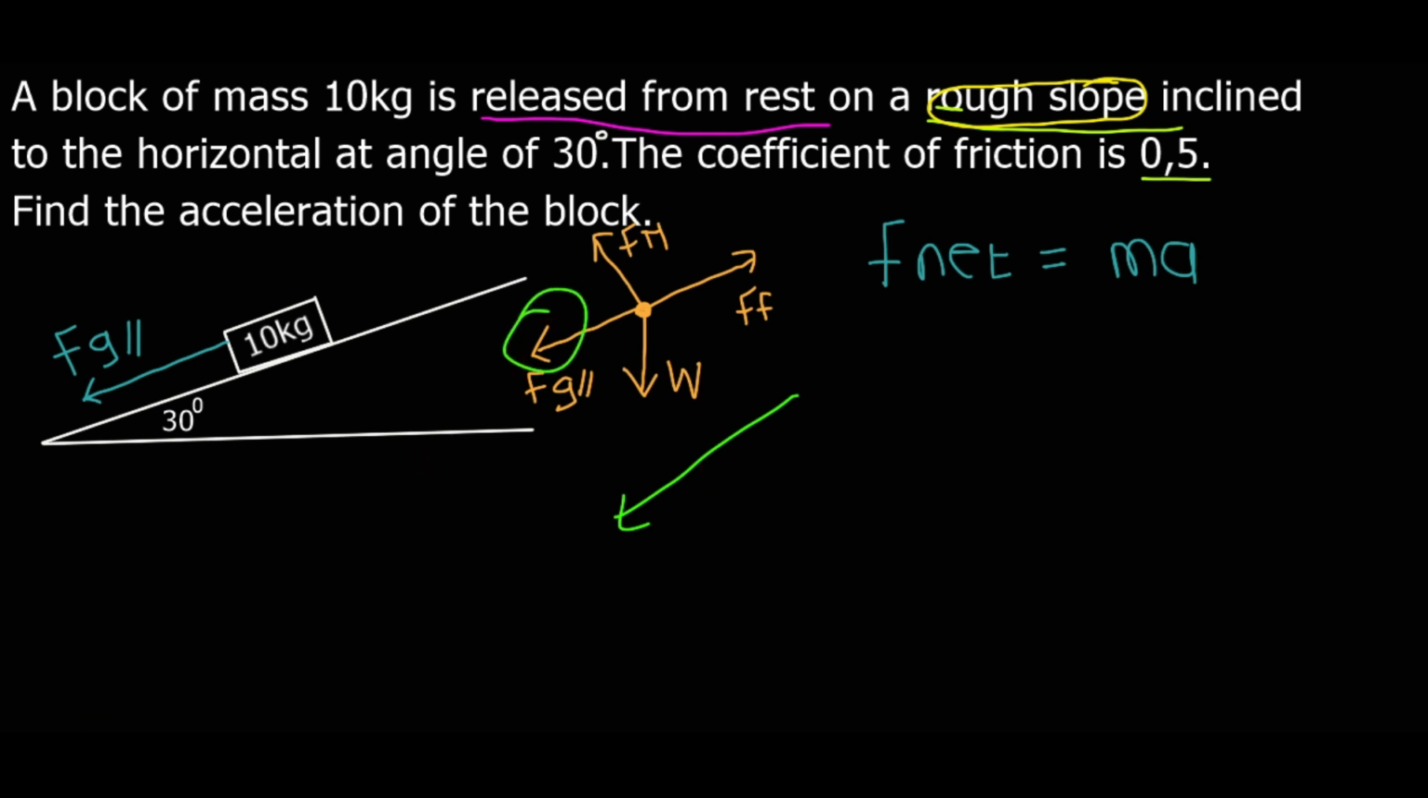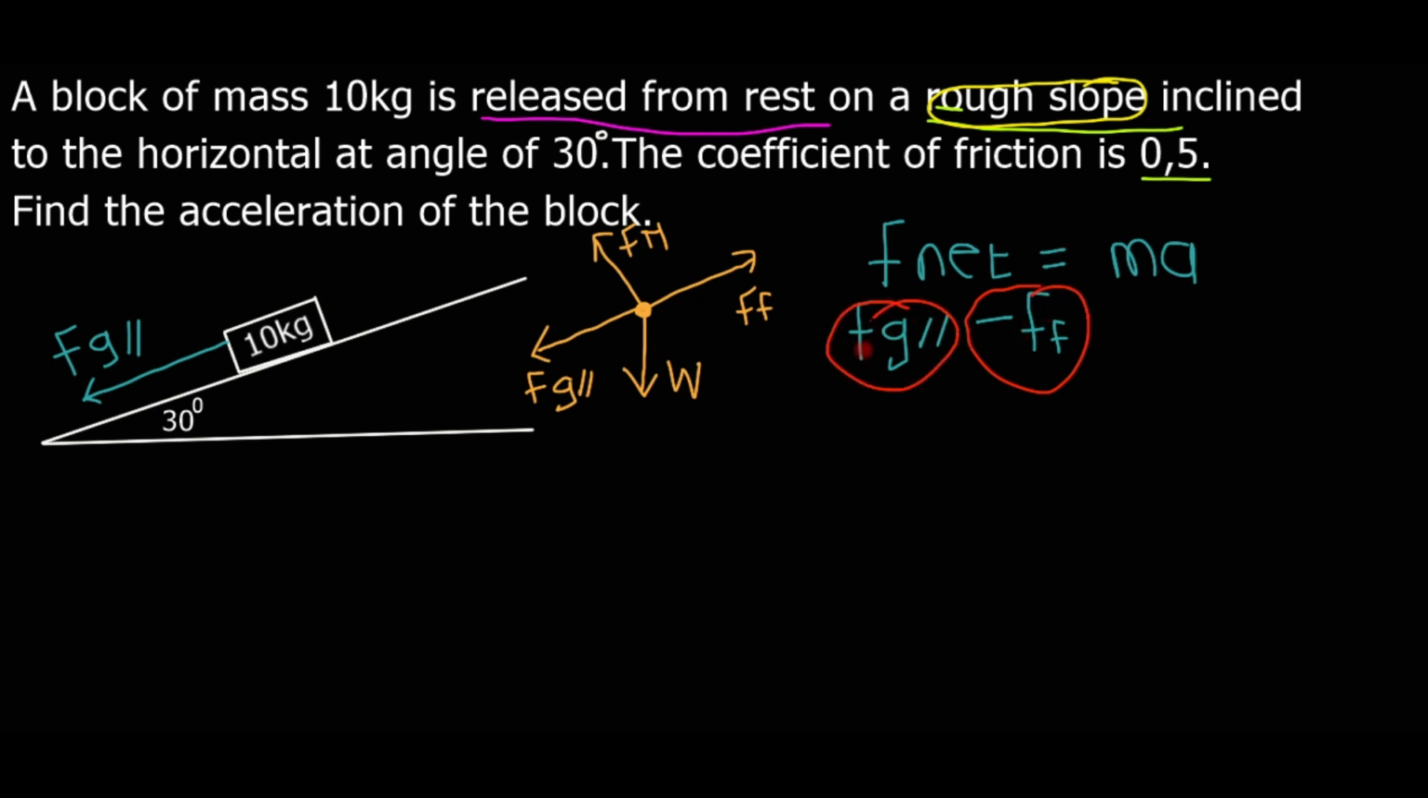FG parallel is downwards, in the direction of motion, so it is positive. But because friction here is in the opposite direction, it is negative. So for F net, we get FG parallel minus the frictional force. The frictional force is negative because it is in the opposite direction. This one is positive because it is in the direction of motion.